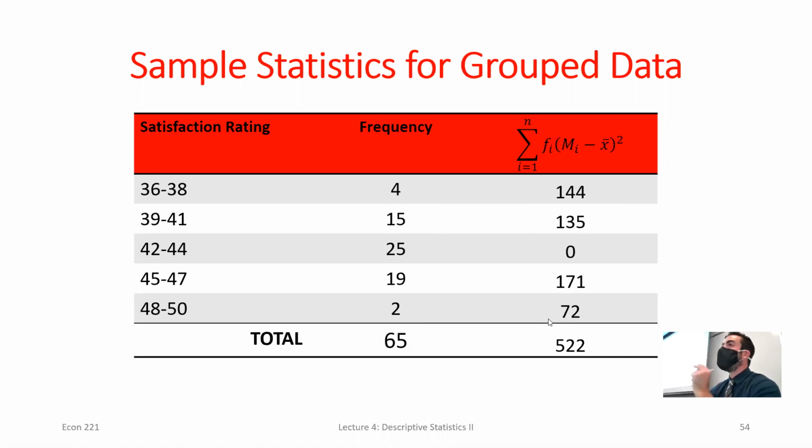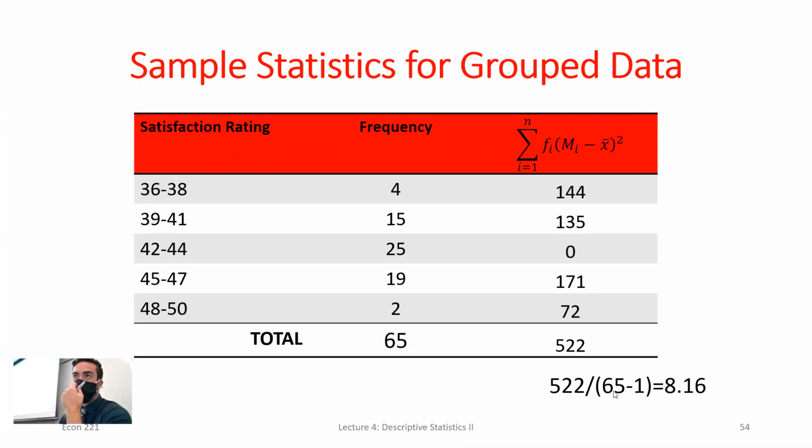Now this is where, because it's a sample, kind of weighted variance, we divide by the sum of the frequencies minus 1, or n minus 1. So we divide that 522 by 64, or 65 minus 1. Okay? And that's how we get the weighted variance.